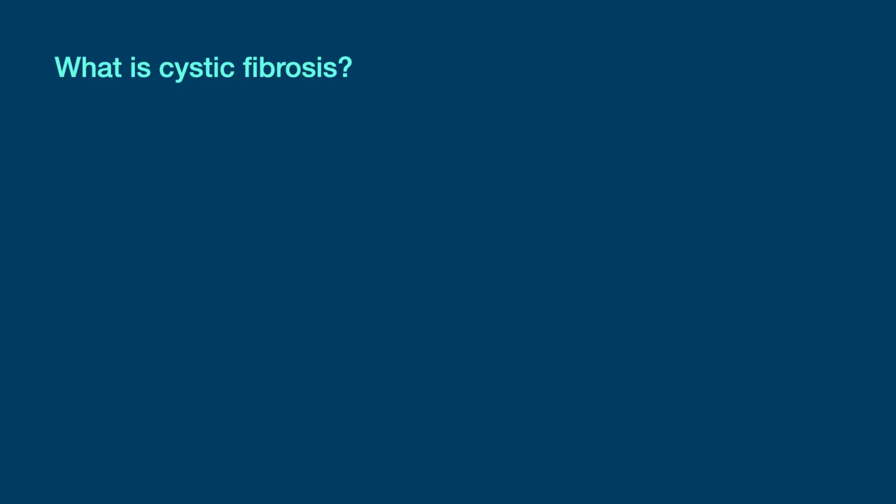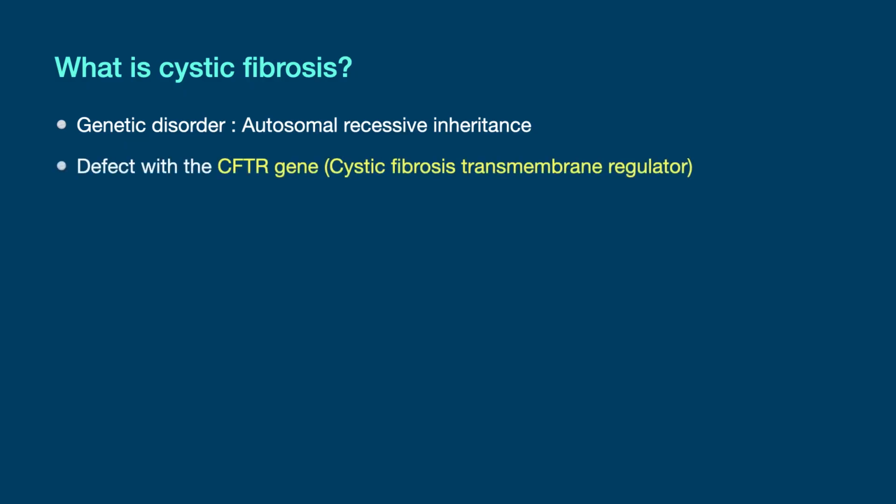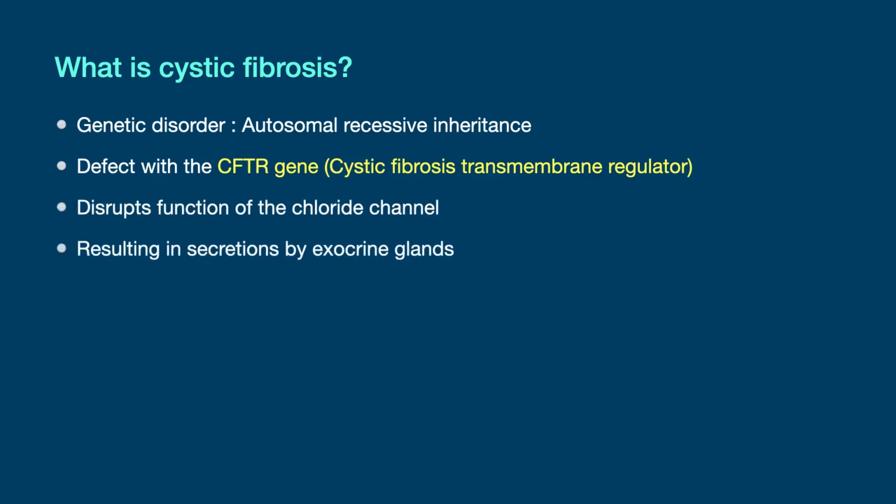Cystic fibrosis is a genetic disorder caused by an autosomal recessive defect associated with the CFTR gene, also known as the cystic fibrosis transmembrane conductance regulator gene. The defect disrupts the function of the chloride channel, resulting in production of sticky secretions by the exocrine glands. The body parts that are most affected include the epithelia of the respiratory tracts, the biliary tracts, the pancreatic duct, the small intestine, the deferent duct, and the perspiratory glands.